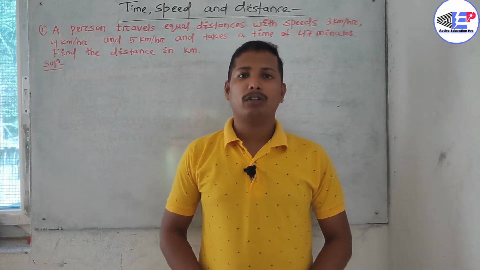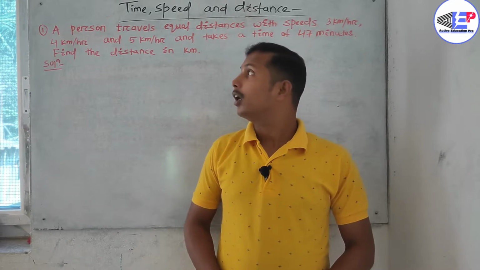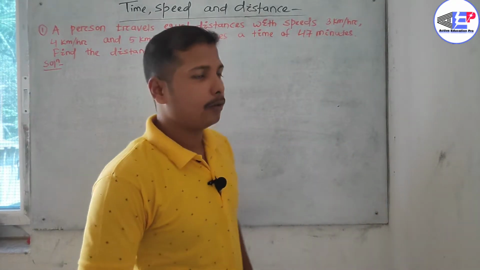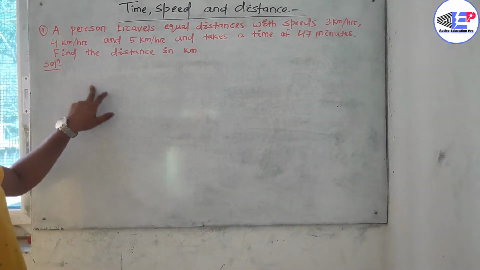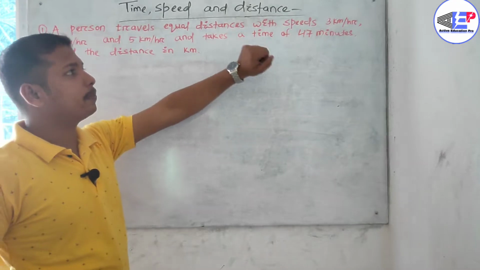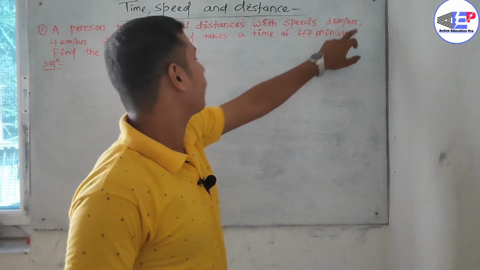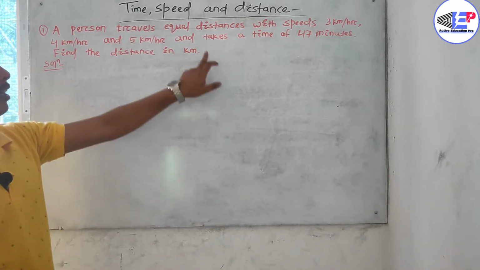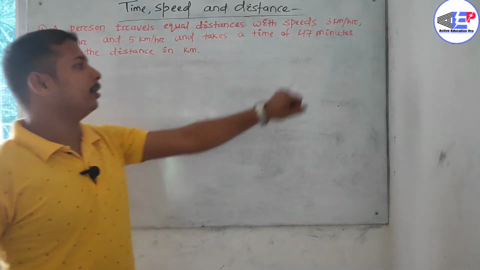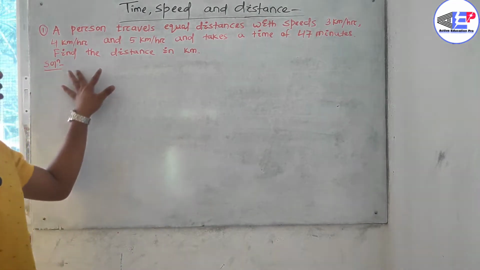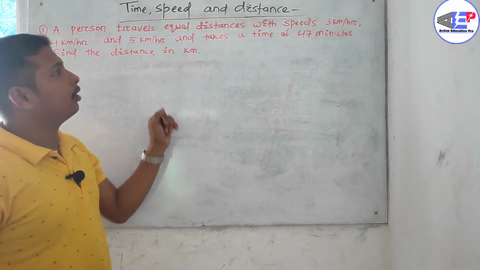Today we are going to complete the last part of our topic time, speed and distance. Let us complete. Here the question is given that a person travels equal distances with speeds 3 km per hour, 4 km per hour and 5 km per hour and takes a time of 47 minutes. Find the distance in kilometer. We have to find out the total distance covered by the body.